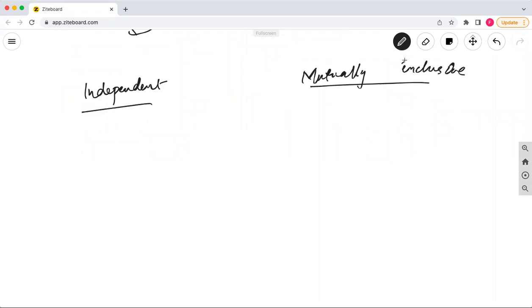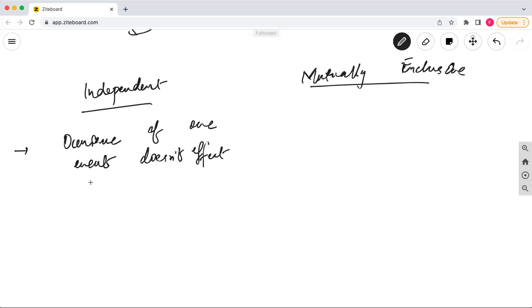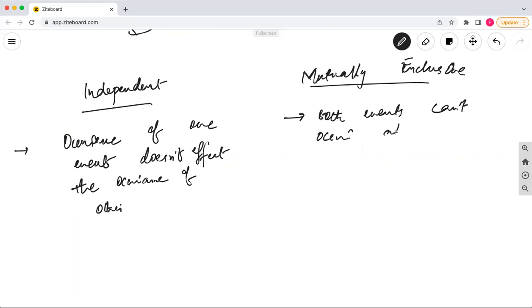Never mix up these two events. Those are totally different things. In independent events, the occurrence of one event does not affect the occurrence of the other. And in mutually exclusive events, both events can't occur at the same time. These are totally different scenarios.